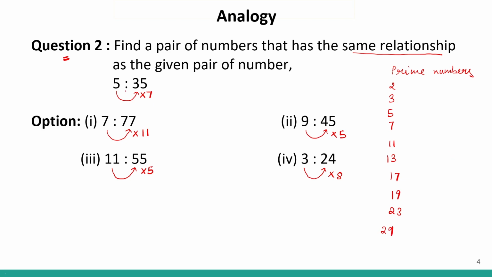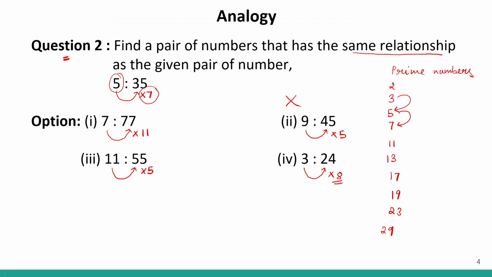Okay? Now if you look over here, 5 is a prime number and 7 is the next prime number. Correct? Over here, is 9 a prime number? No. Is 3 a prime number? Yes. So after 3 the next prime number is 5.